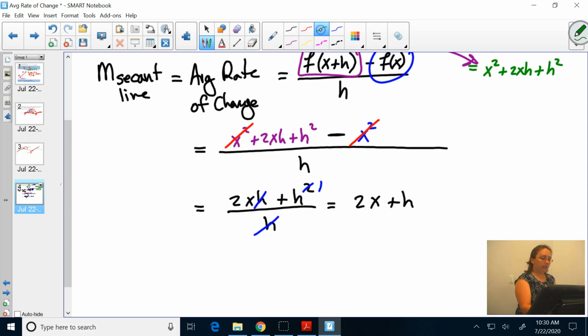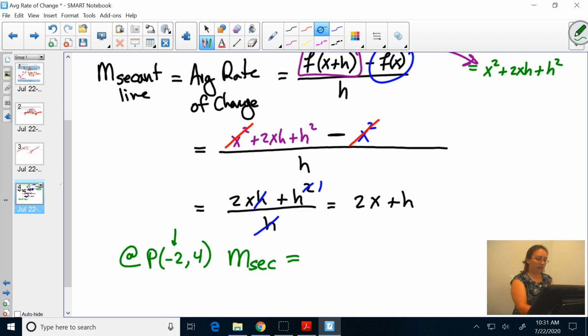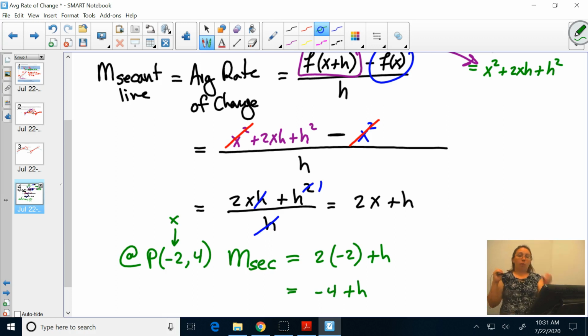Now we're interested in the slope at the particular point, P, which is negative 2, 4. So the slope of the secant line here, at this particular point, we plug in our x value. X is -2. So 2x is -4 plus h. So the slope of the secant line here is -4 plus h. So from our point P to our point Q, this is the slope.